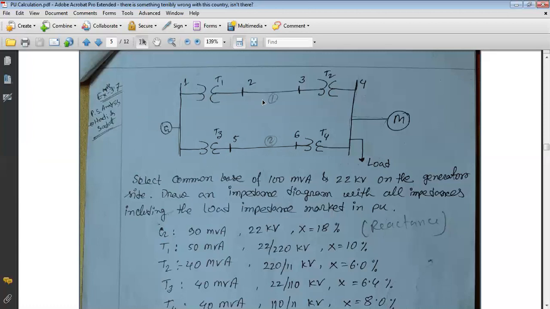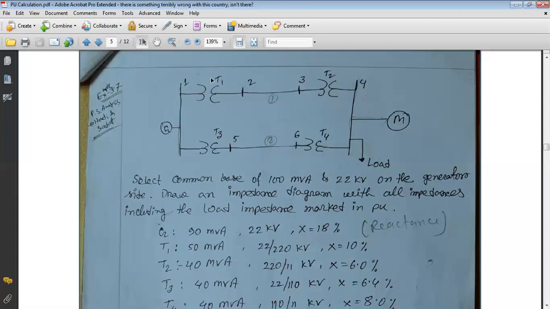This is line 1, a three-phase transmission line, and this is line 2, also a three-phase transmission line. These are two separate three-phase transmission lines. It means that this is a double circuit parallel transmission line, and these two parallel transmission lines are supplied by this generator. It means that this generator supplies the power for both of these transmission lines.